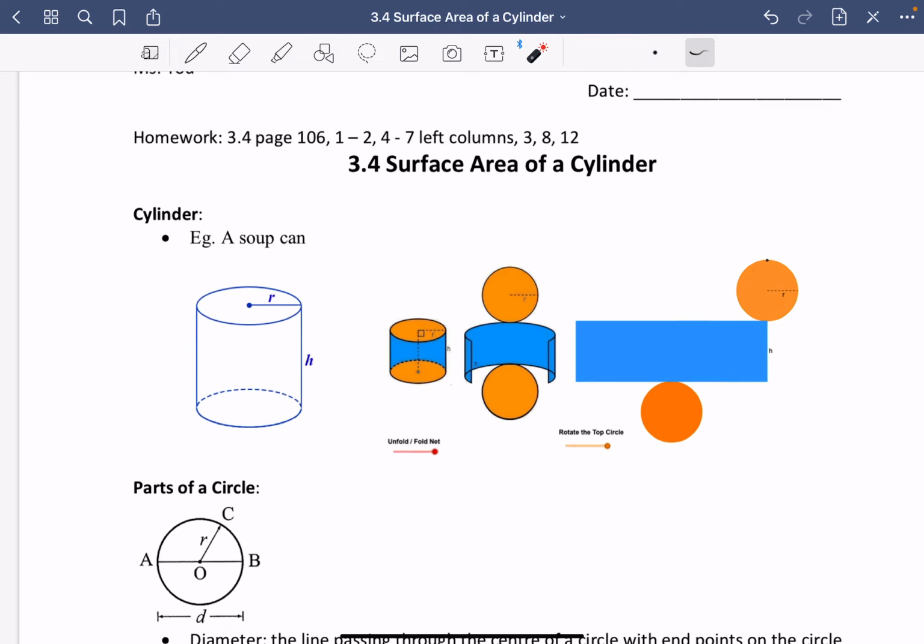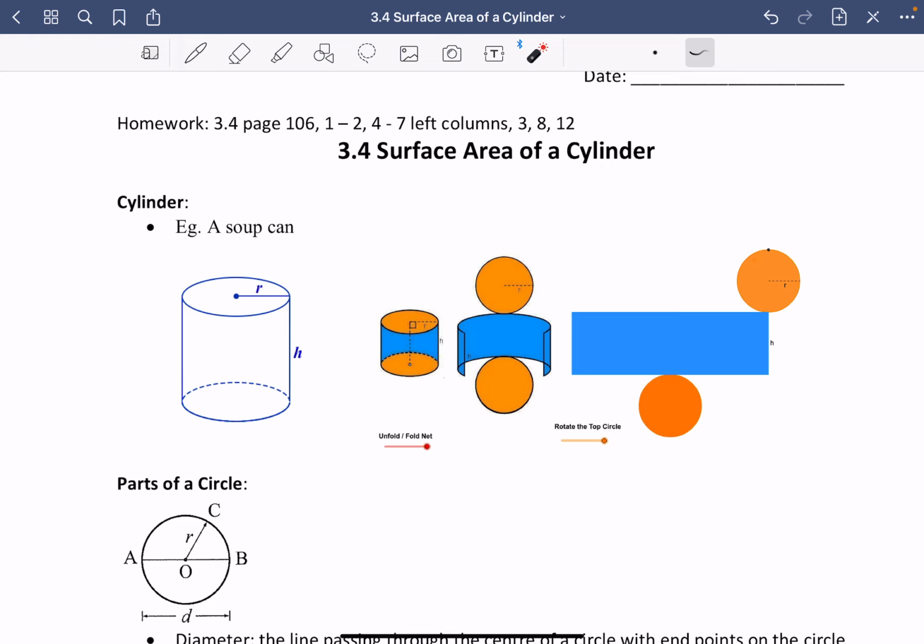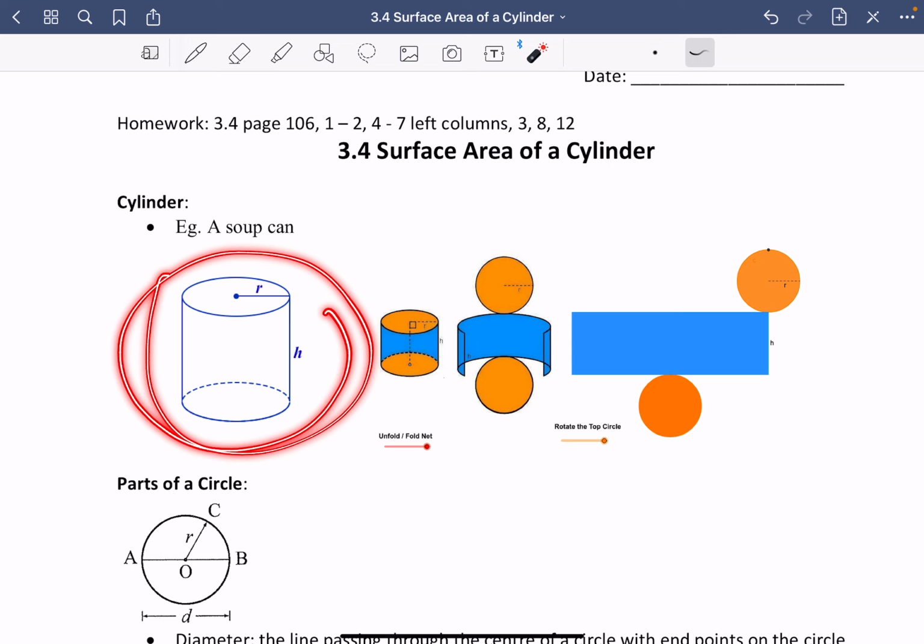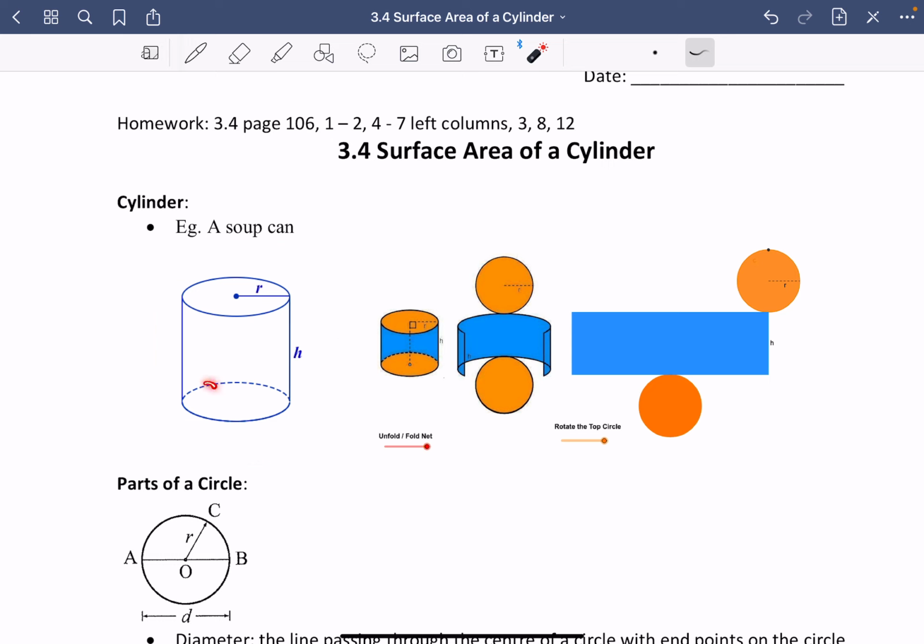Okay, so let's first take a look at what a cylinder is. Well, to imagine a cylinder, you can just think of a soup can. So it looks like this. On the bottom, the base is a circle and the top is a circle as well. If you unfold it to find the net, it will look like this. You'll have two circles, one on top, one on bottom, and then the middle is a rectangle.